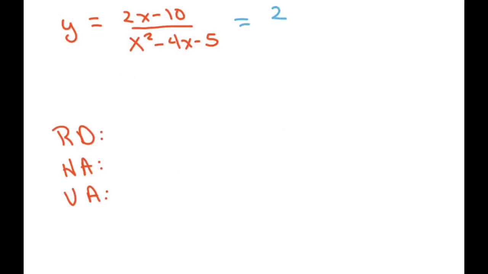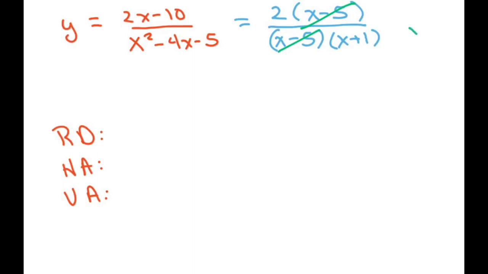This is going to be 2 times x minus 5, factoring out the 2. And this is a trinomial, so it's going to be x minus 5 and x plus 1. So we do have a removable discontinuity, and it occurs at x equals 5. Remember, you just set this to 0. So you get x equals 5.